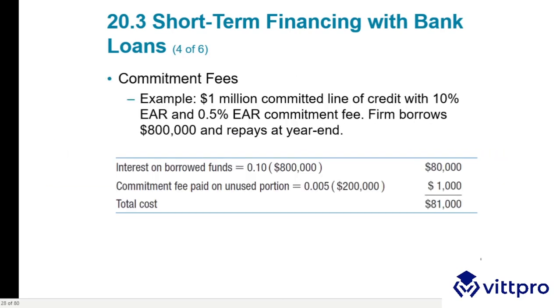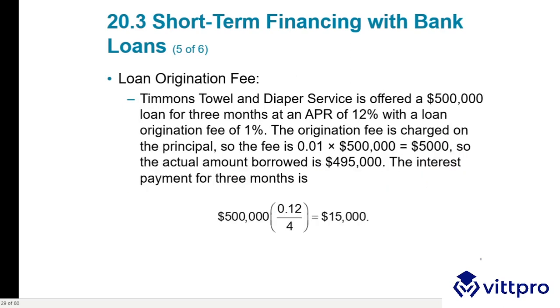Okay, so here is an example of commitment fee. Normally, let's say if you have an unused portion, you have to pay a certain fee, right? 0.5% in commitment. So 0.5% is an EAR. So this line of credit with a 10% EAR, the commitment fee is 0.5%. So the total cost is 81,000. So that's how you normally work out the commitment fees, right? Then there is a loan origination fee, which is again a percentage of the loan.